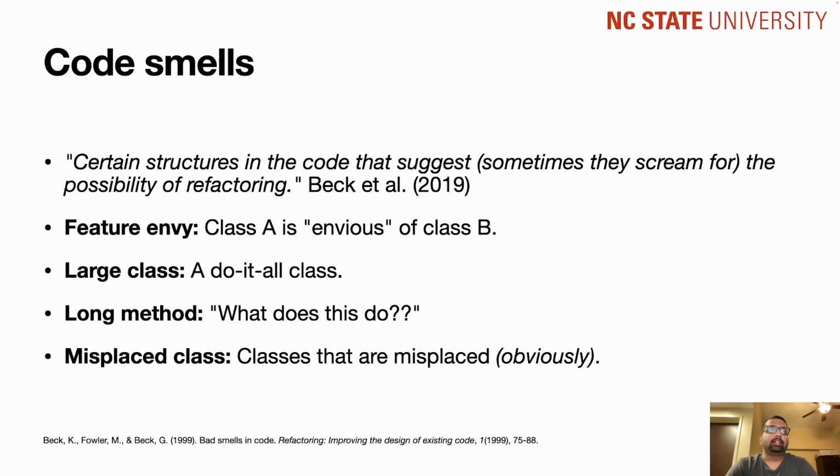In the large class scenario, you have a class that wants to do it all. It's a class that does too much and maybe should be broken up into smaller classes. The long method code smell is a long method, as the name suggests, where programmers can't figure out what that method does because it's so long and so complicated that it does too much. It's the method equivalent of the large class code smell. Finally, we're going to study the misplaced class code smell, where classes are misplaced. For example, in Java, you could have classes that are in the wrong package semantically.